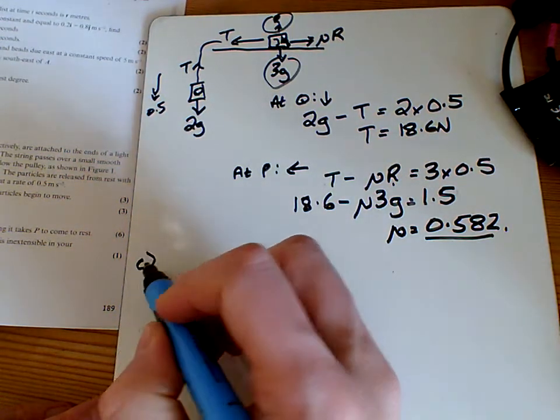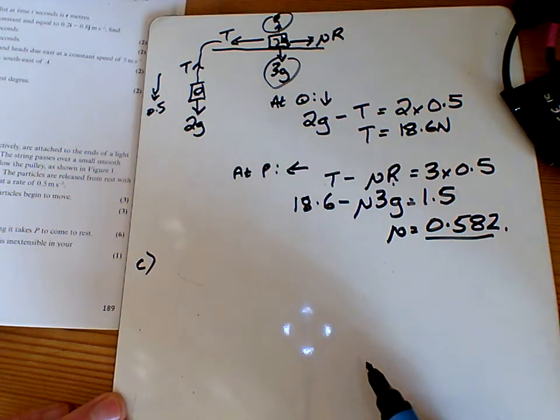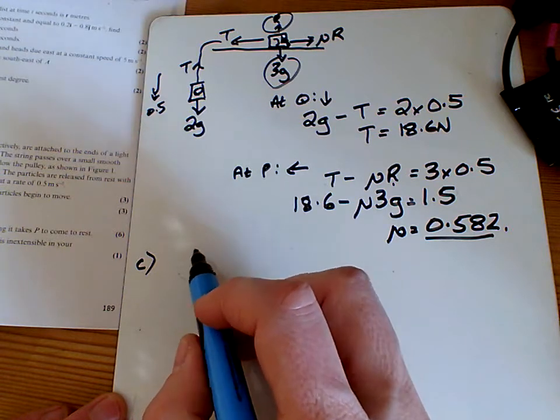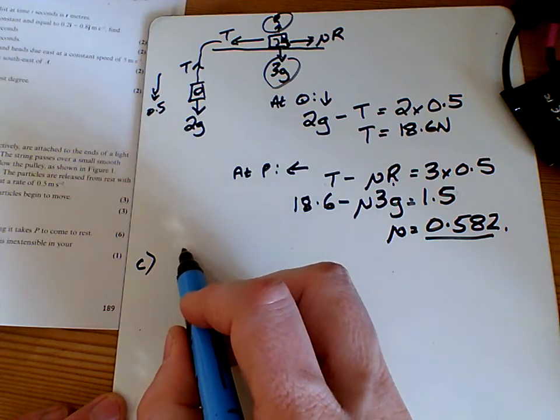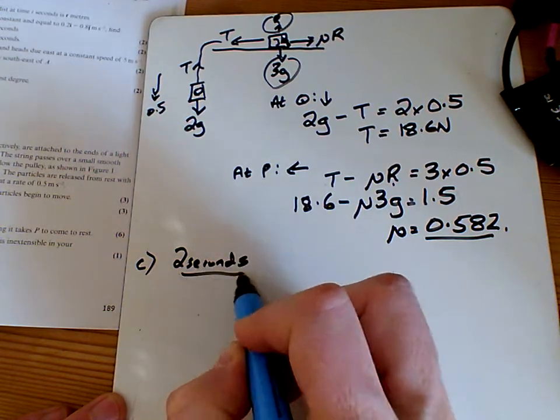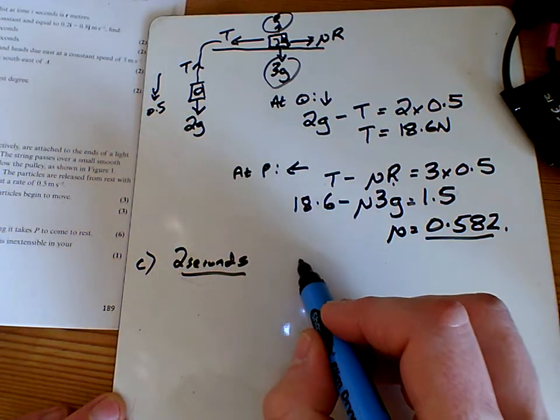Now part C, there's 6 marks for this, so there's a lot of work to do. And that's the problem with these parts. People sort of think that they can do it in a line or two, and you can't. What the question says, it said it's going to go like this for 2 seconds. And the first thing I'm going to do is find out what happens in this 2 seconds of movement.